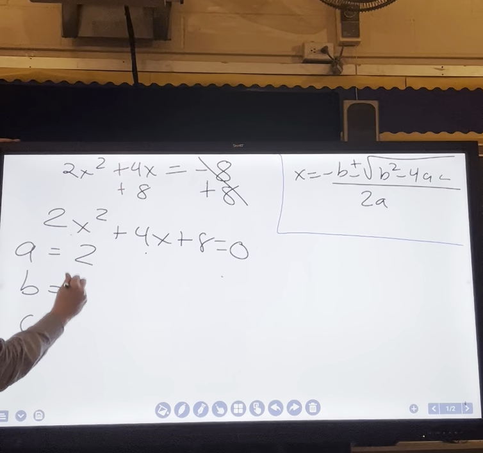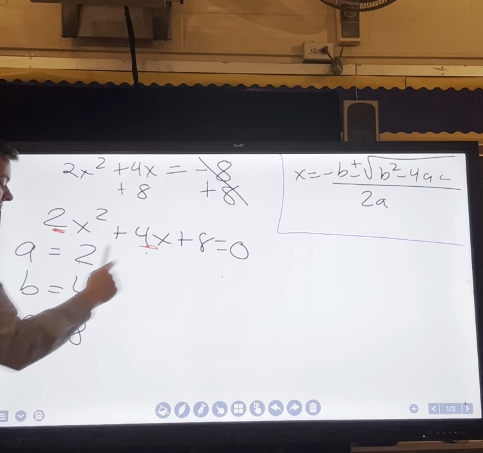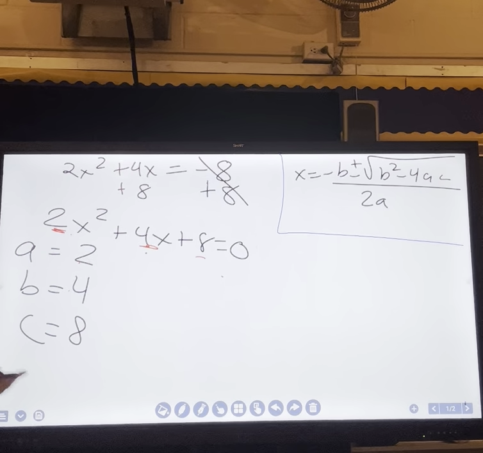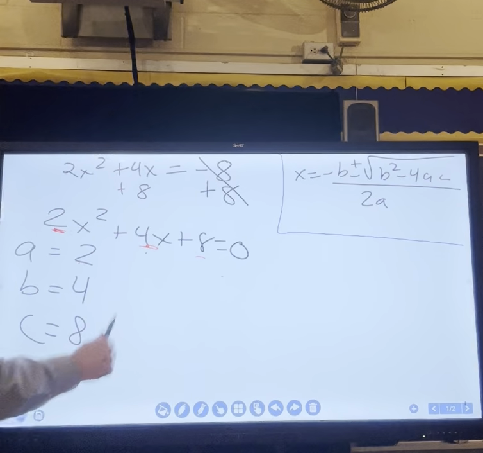My A is 2, B is 4, C is 8. Again, A is the number in front of the x squared, B is the number in front of the x, C is the number at the end. Make sure you keep the sign with it.